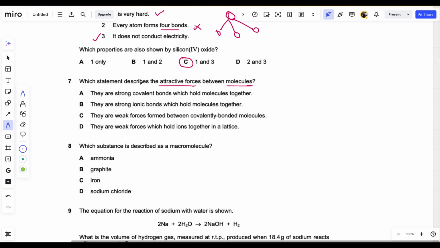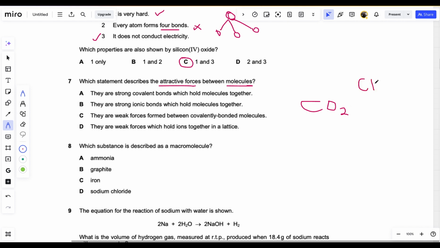Which statement describes the attractive forces between molecules? Molecules don't have strong bonds, right? They're covalent bonding, not a strong bond. They are not ionic bonds. They are weak forces formed between covalently bonded molecules, for example carbon dioxide. The molecule of carbon dioxide has covalent bonding, and they are weak bonds. Covalent bonds are regarded as weak bonds, like methane.